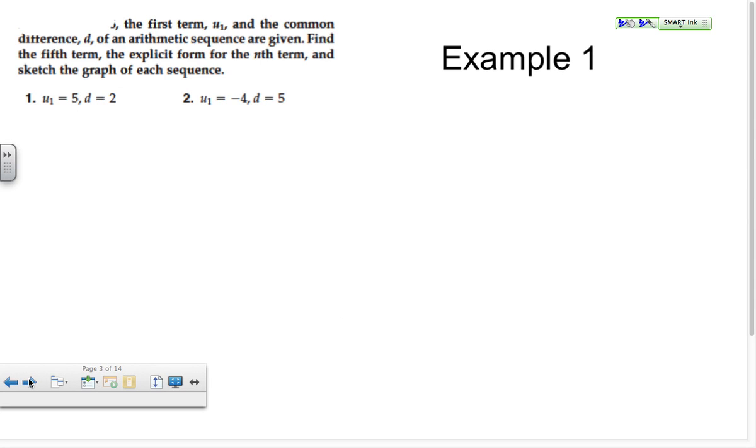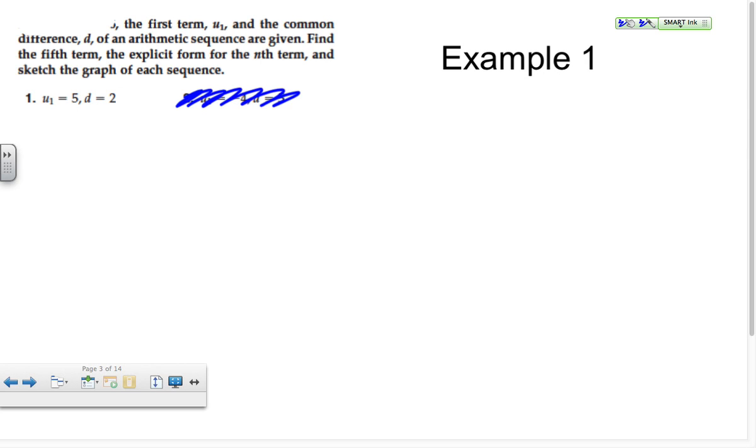All right, so moving on to the real stuff. So example 1, now we have to make sure we're writing these down. This one gives us real simple information. It says, find the fifth term, the explicit form for the nth term, and sketch the graph. The graph is not as important. You may sketch it if you want to. It's basically just sketching the ordered pairs.